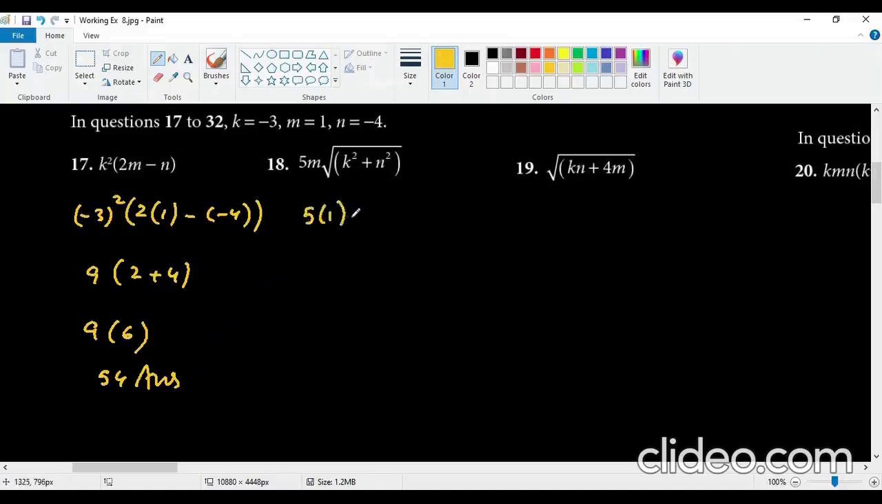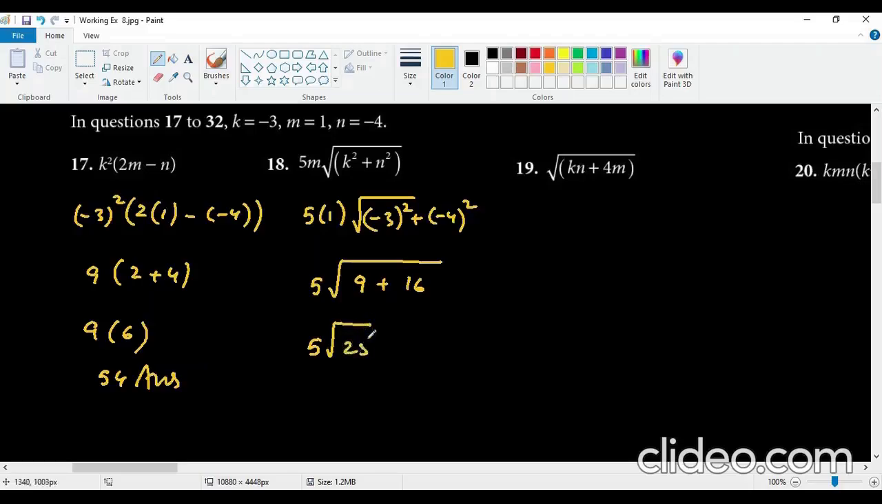Now comes 5 times m, which is a 1, and under the root you have k value, which is negative 3, squared, plus n value, which is negative 4, which is also squared. That means 5 times 1 is going to give you a 5. 3 square is giving 9, and plus 16 for negative 4 into negative 4. 5 times under root 25, which is a 5 multiplied by 5 outside. So 25 is going to be your final answer.